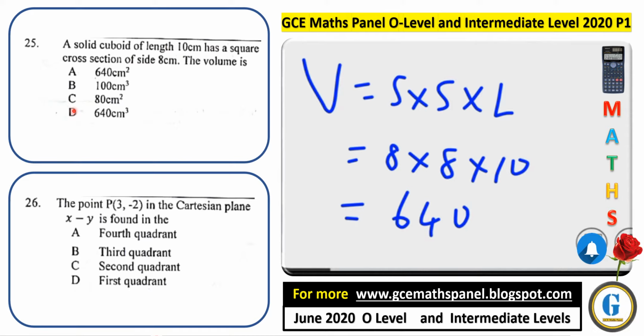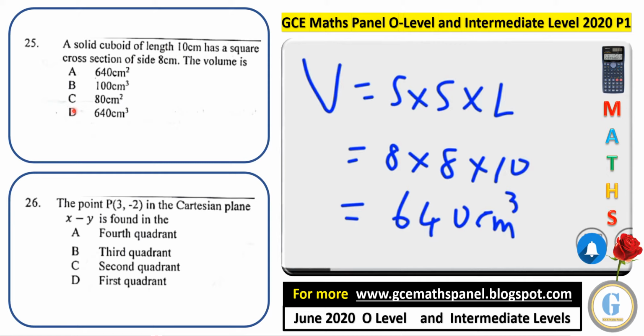640 cm cubed. Most students will go and consider 640 cm squared. That's a trap. So the key here is D. Number 25, the key is D, not A. The answer must be in cm cube, because you have multiplied length by length by length.